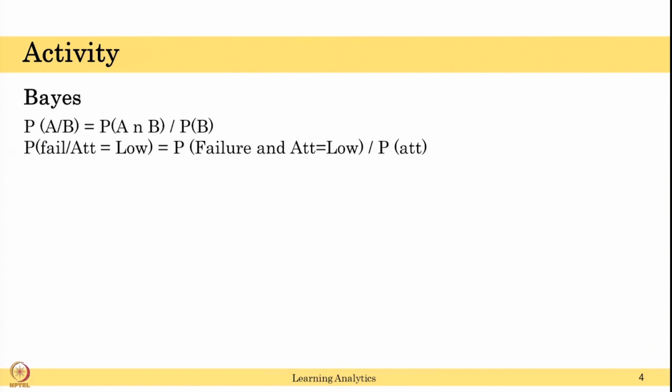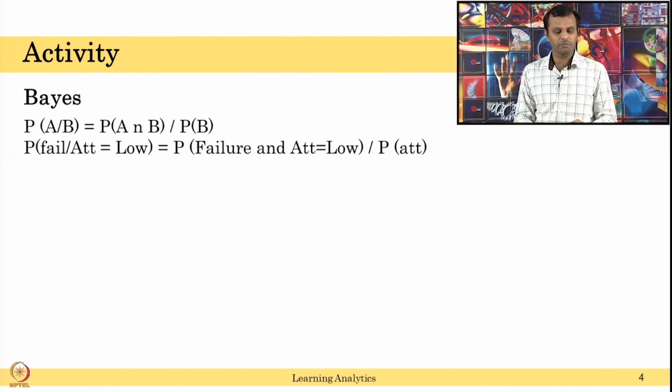Bayes theorem starts with this conditional probability, that is, the probability of A given B is the probability of A and B occurring together divided by the probability of B. For example, if I want to know the probability that a student will fail the exam if attention is low, that means the probability of failure and low attention both occurring, given the probability of low attention. Many other people might have failed as well.